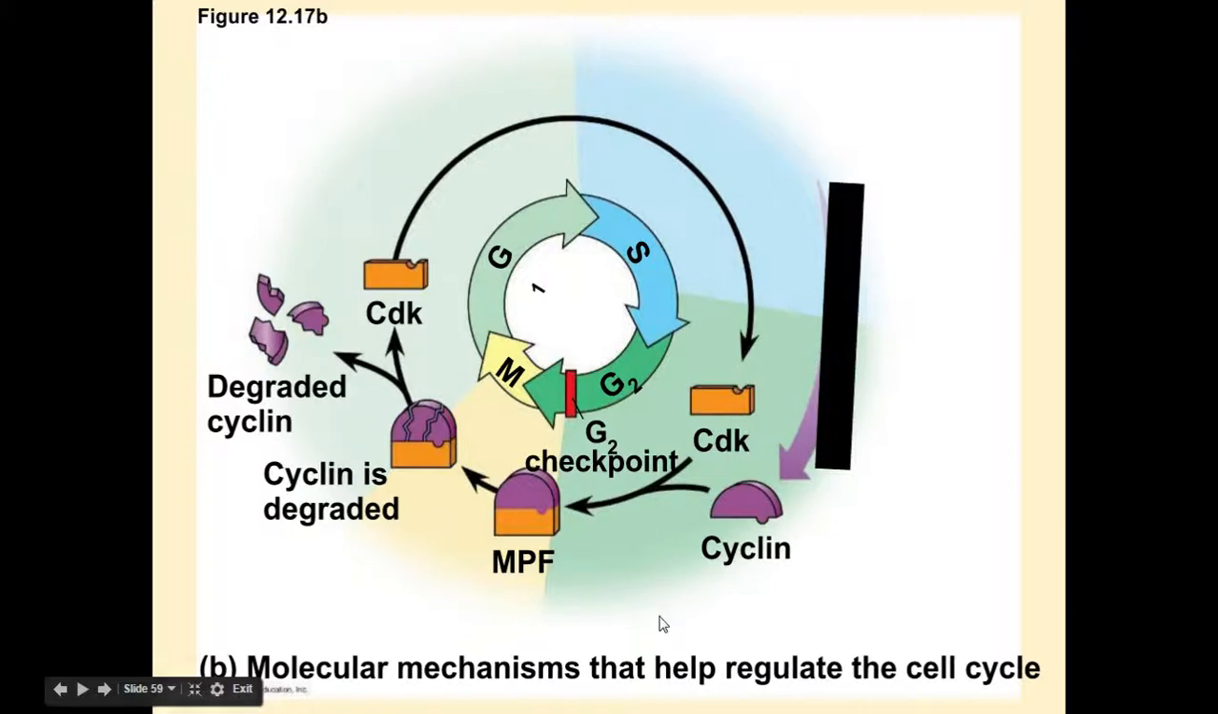Okay, so basically what this is talking about is the checkpoints. There's a CDK, and then there's MPF, and then cyclin is degraded, and the degraded cyclin gets thrown away, and then CDK goes back again, and it keeps going in this beautiful process. And it helps regulate the cell cycle.